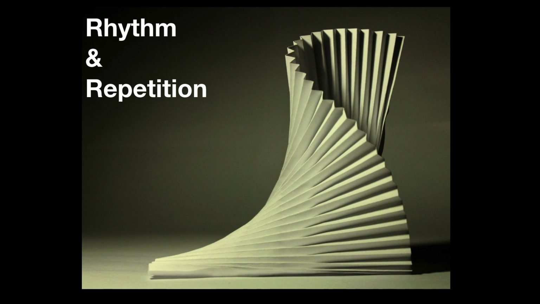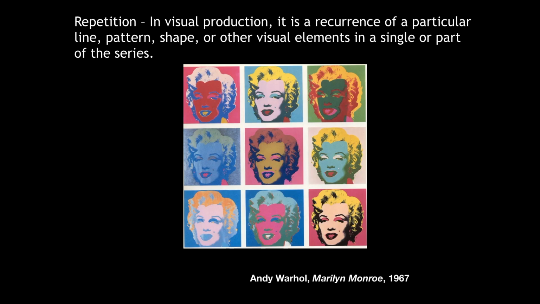We can create more aesthetically pleasing images and better compositions by a stronger understanding of how repetition and rhythm can apply to the visual arts. Again, repetition. In visual production, it is the reoccurrence of a particular line, pattern, shape, or other visual element in a single or part of the series. Now, these two go hand in hand, repetition and rhythm, but I'm going to show you some images that more or less isolate repetition and can show how repetition can function in these images.